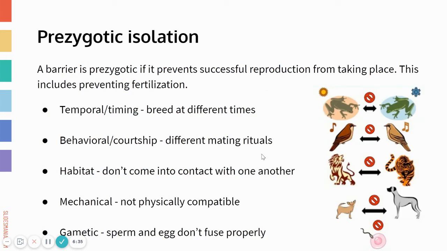Okay, so for prezygotic, there are a lot of different kinds of things we could consider. But again, the prezygotic is going to be happening if it prevents successful reproduction from taking place. So this would be mating or preventing fertilization.